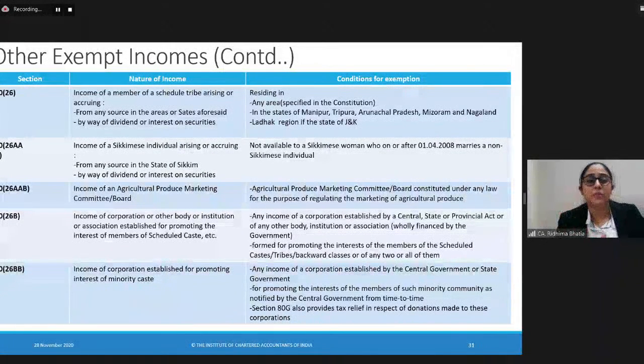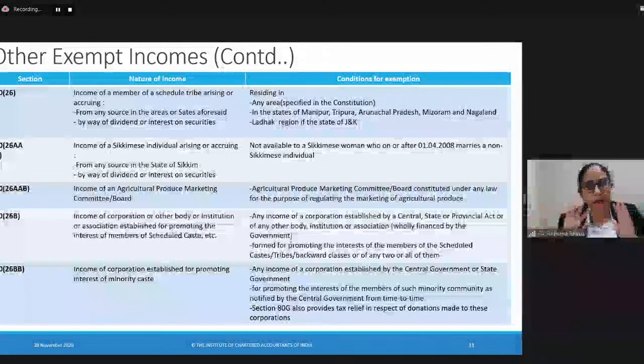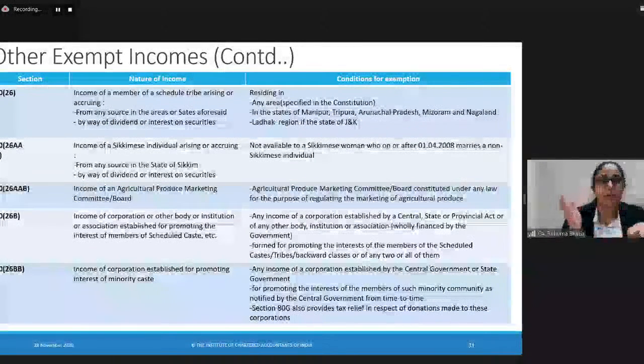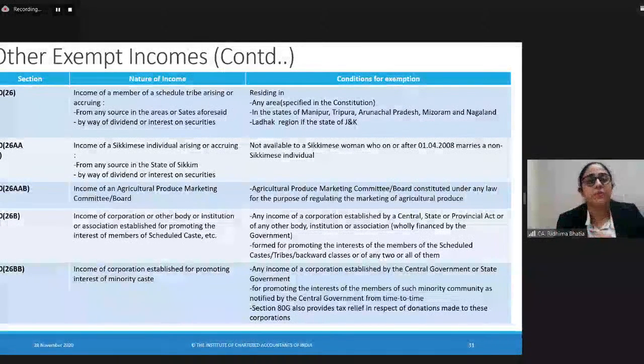Also, any income which is in the form of dividend or interest on securities from any source at any part of India would also be exempt. Okay, so one is from that state, whatever I'm earning. Another is interest and dividend. So if I'm a member of a scheduled tribe, this would be exempt. This is under section 10 clause 26.